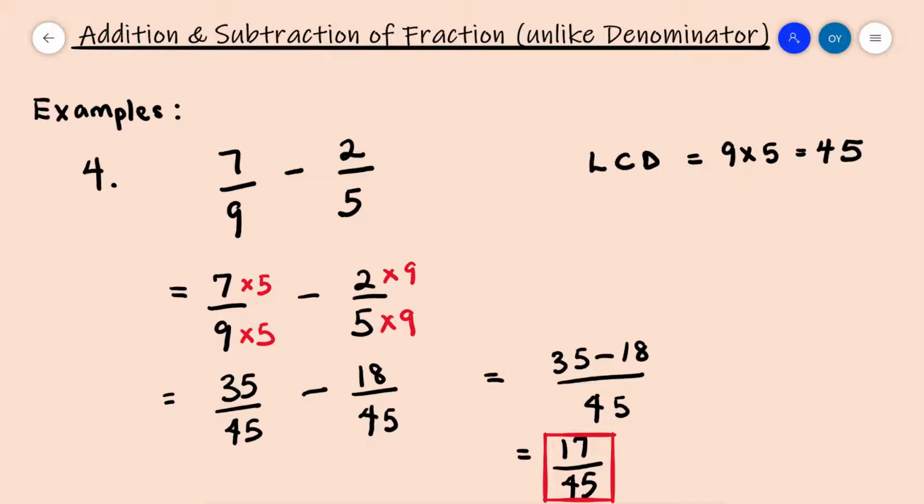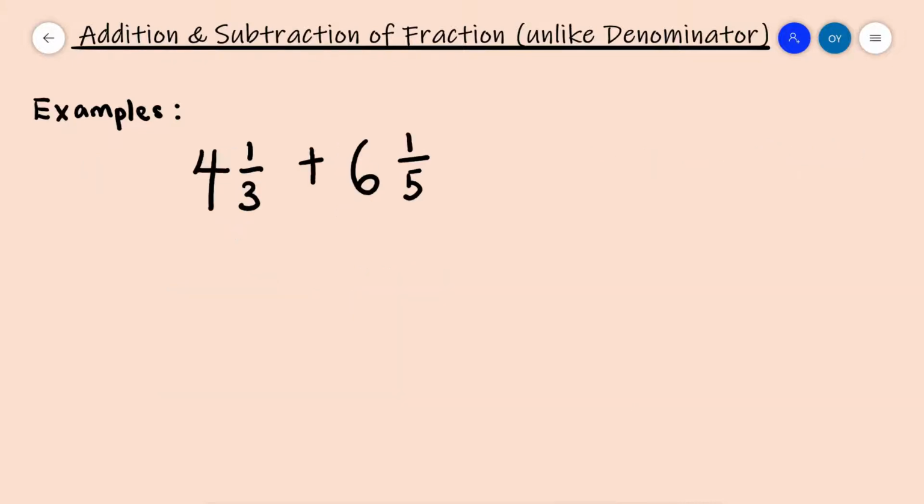Now we have 4 whole number 1 over 3 plus 6 whole number 1 over 5. The LCD here is 15. So we multiply 1 over 3 by 5 and multiply 1 over 5 by 3 so that we can have a common denominator.